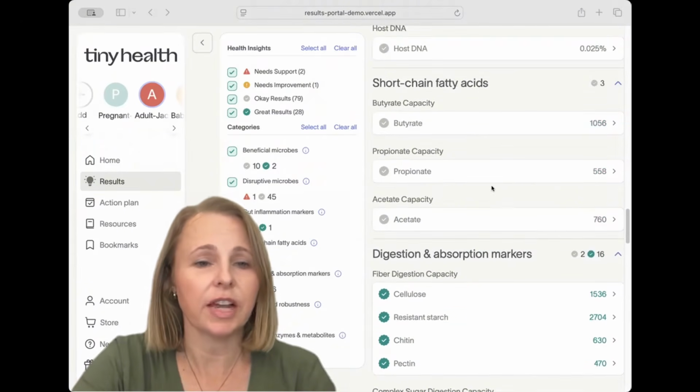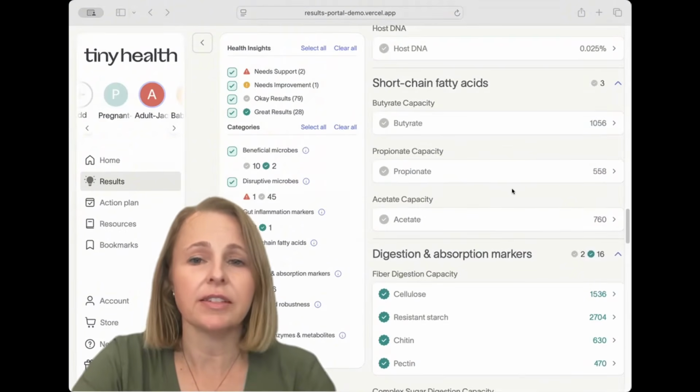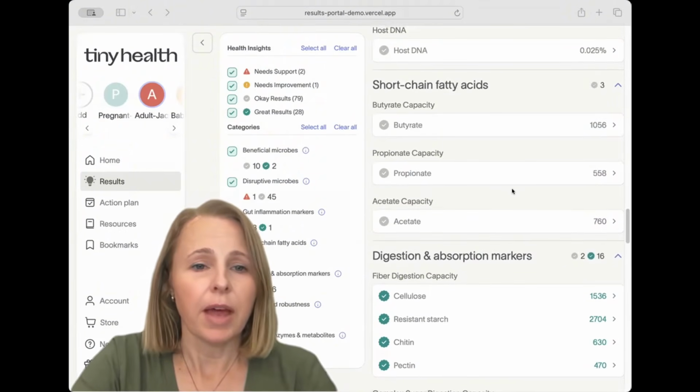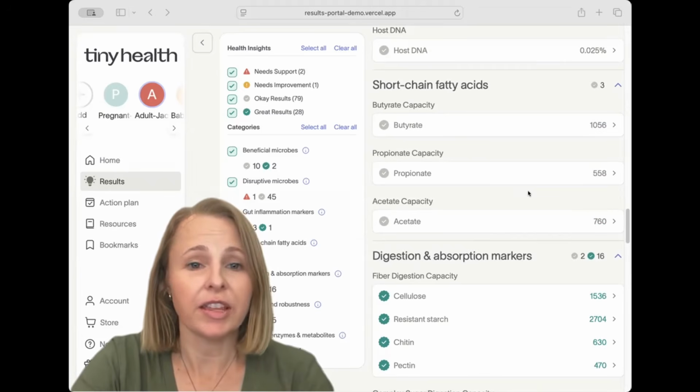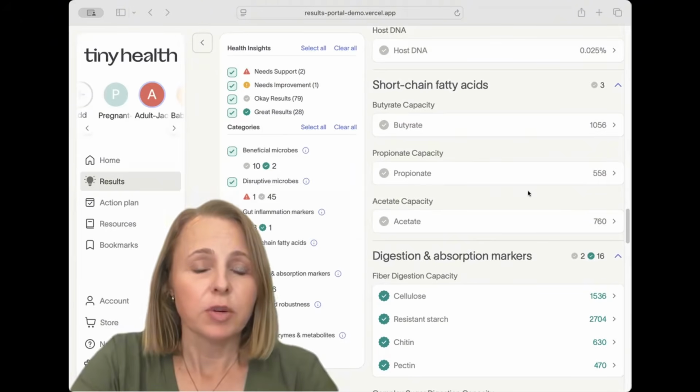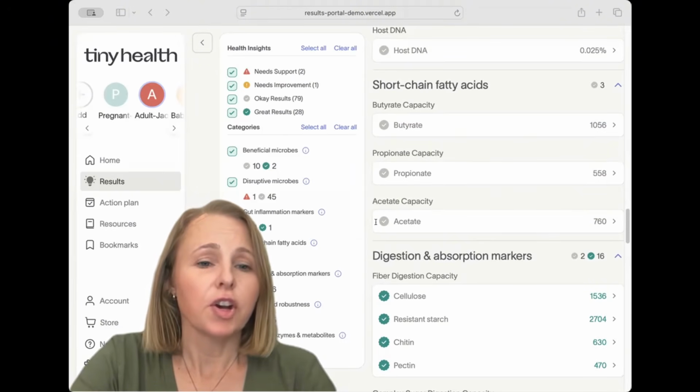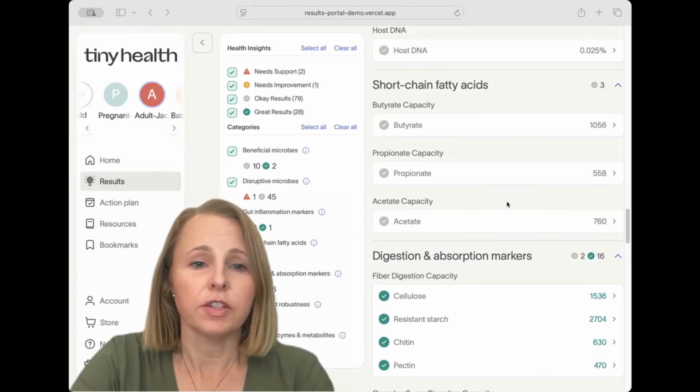The next important section is the short-chain fatty acids. These are beneficial compounds that your microbes produce when they ferment fiber. They are critical for gut and overall health because they fuel the cells that line your gut, strengthening your gut barrier. They are anti-inflammatory, and they help to regulate your immune system and support your metabolism, as well as encouraging more beneficial microbes to thrive.